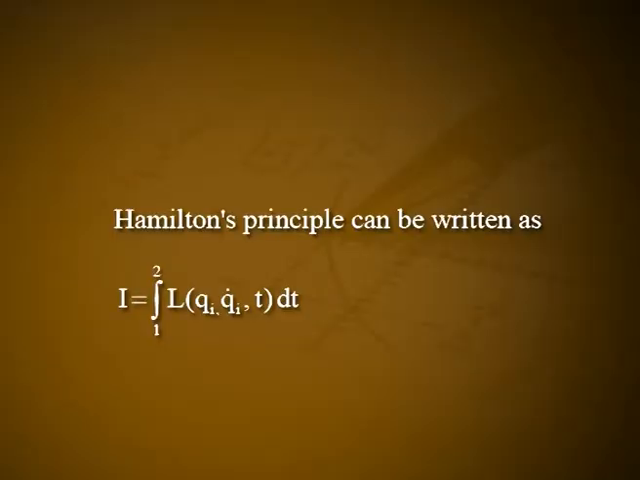Hamilton's principle can be written as I is equal to the integral from 1 to 2 of L(qi, qi dot, t) dt, because the Lagrangian is a function of the generalized coordinates qi, qi dot and time t. Let us identify the Lagrangian L to the function f of yi, yi', x, with the transformation yi transforms to qi, yi' transforms to qi dot and x transforms to t. Then f of yi, yi', x transforms to L of qi, qi dot, t.